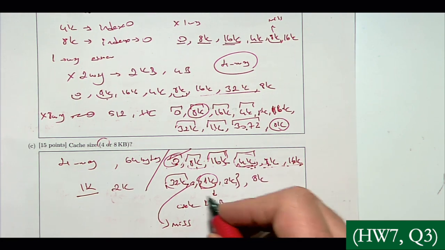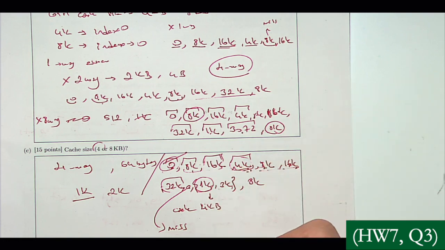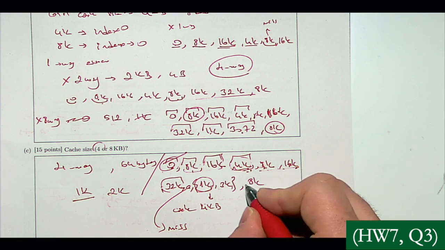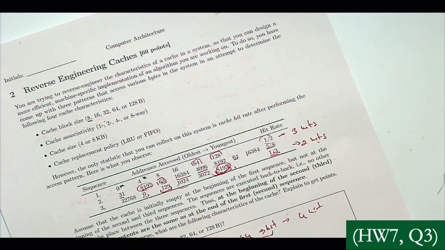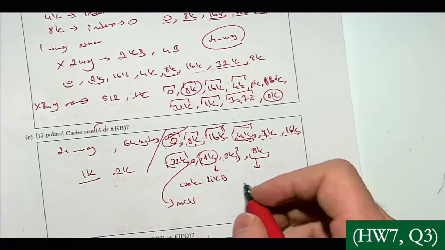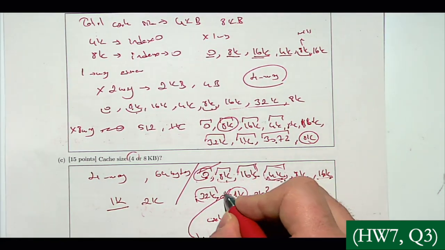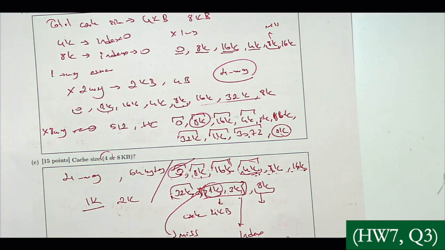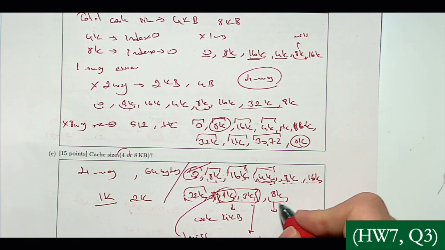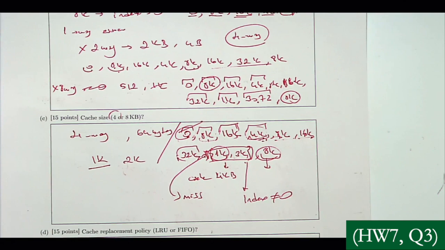So why is this important? If the cache size is 4 kilobytes, this means that we will have to replace the address of 8K, and then the 8K here will be a miss. So this shouldn't be a miss. Why? We are already given the hit rate, and our only option is that 8K should be a hit. And then this means that cache size should be 8 kilobytes so that those won't map to the index of 0 in the cache, so that I will be able to access 8K. So this looks a bit tricky, to me at least.